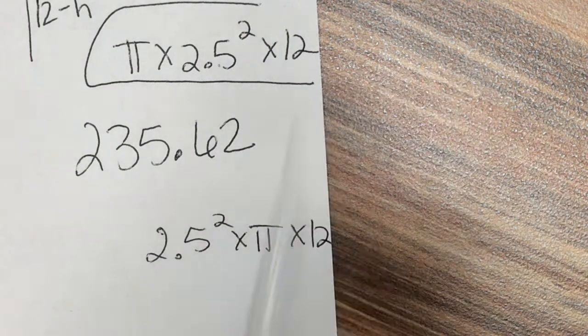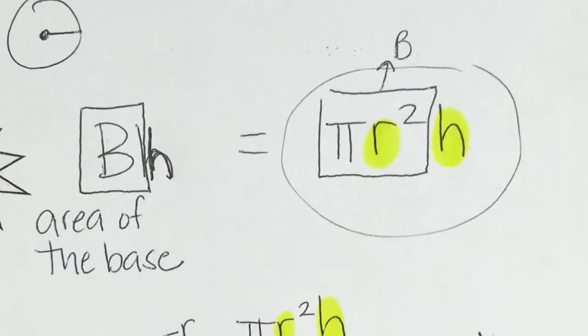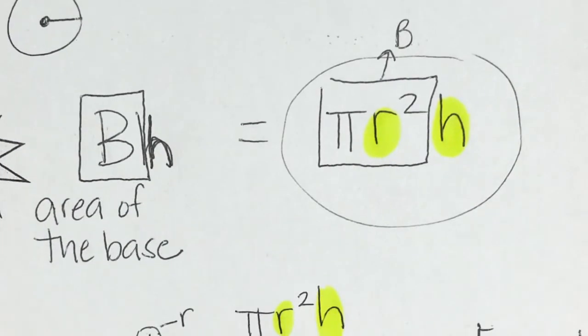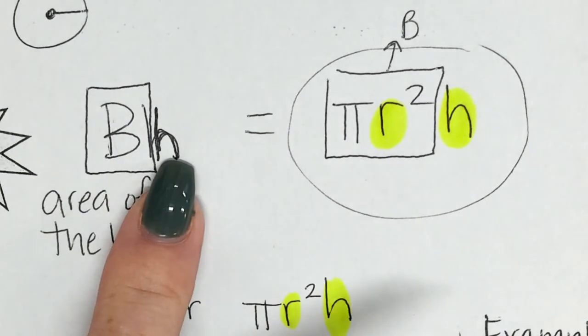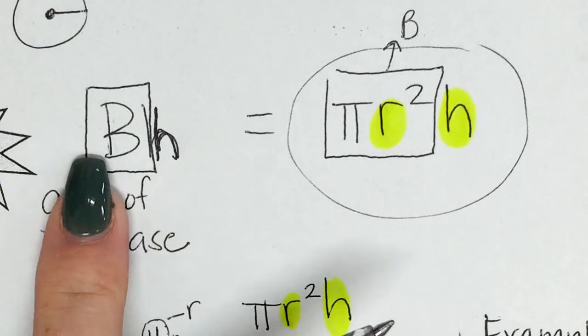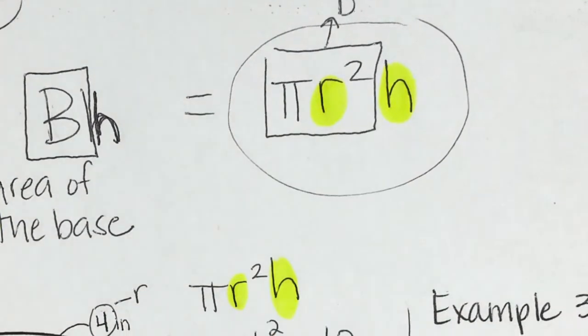Last thing I need to tell you. If I gave you a problem and I said, to find the volume of a cylinder, you use the formula capital B times H. How do you find big B? What formula would you use? Pi r squared. You would just leave the H off if they said, how do you find B?